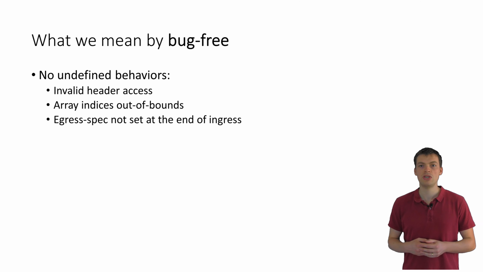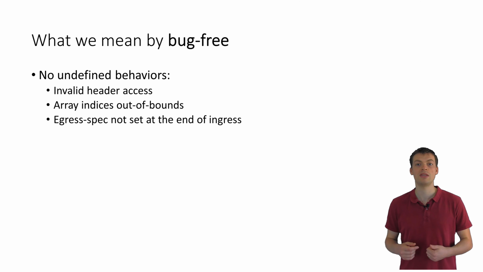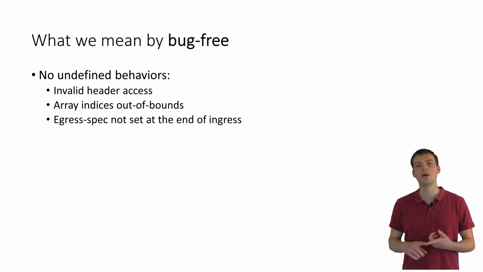So what we want to achieve is bug-free P4 programs. What do we mean by bug-free? Well, first of all, we'd like to have no undefined behaviors. This means no invalid header accesses, no array indices out of bounds, no egress spec related bugs such as not setting the egress spec by the end of the ingress pipeline.